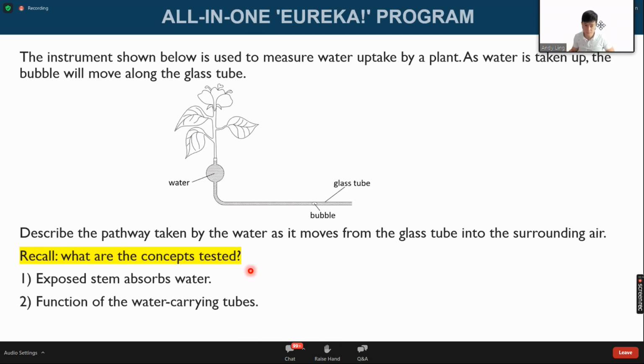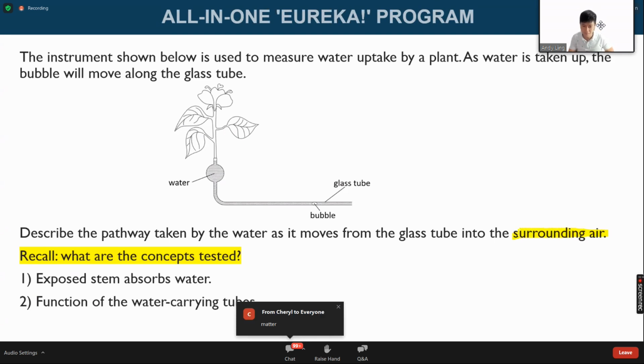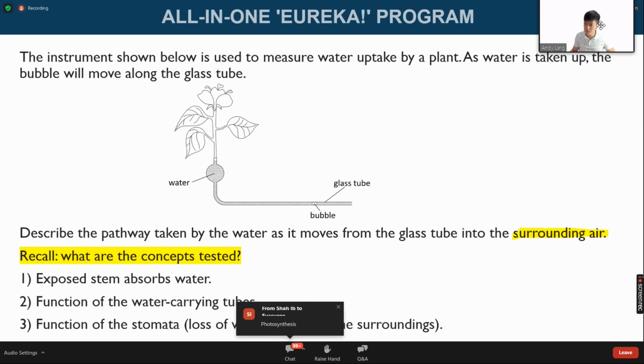What's the last one? Remember, parents, the question is asking for what? Water leaves into the surrounding air. What's the last concept? It starts with the letter S. Something to do with loss of water vapor. Has the child already learned stomata? Transpiration, exactly. However, we only learn about loss of water vapor through the stomata.